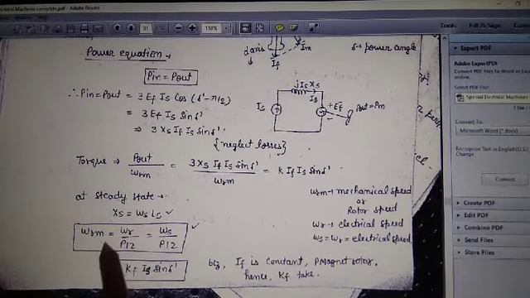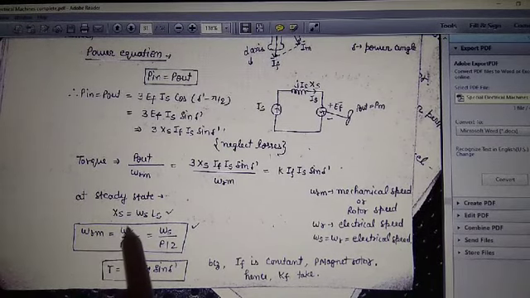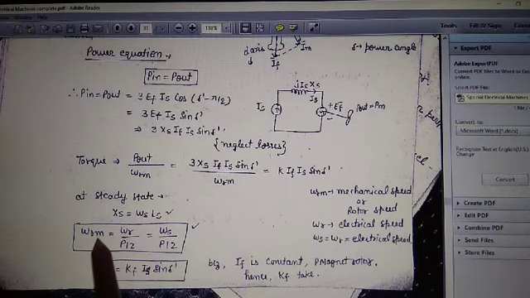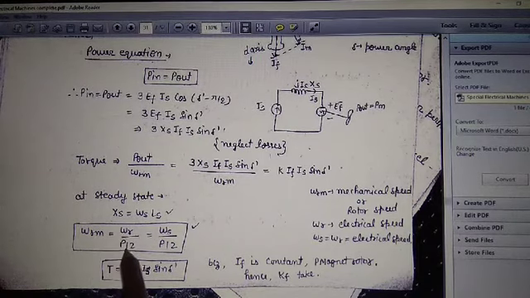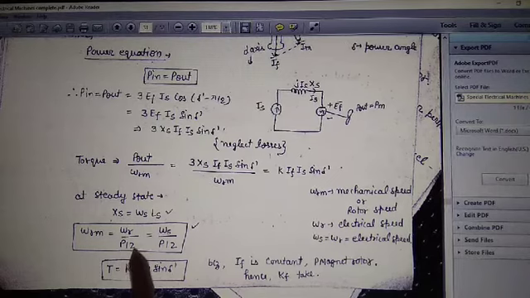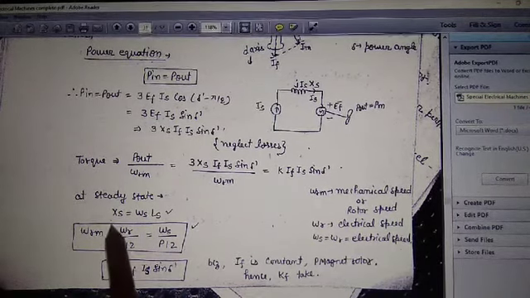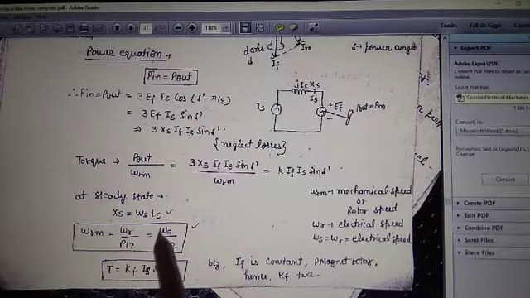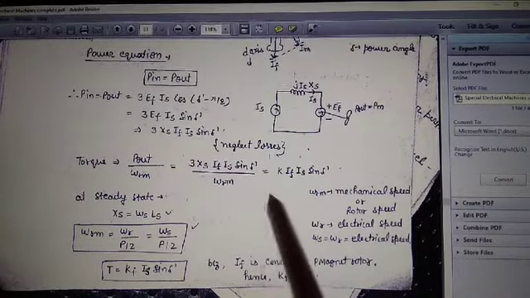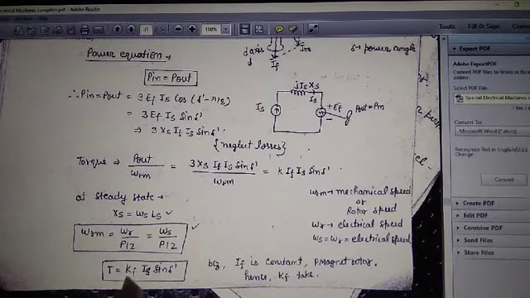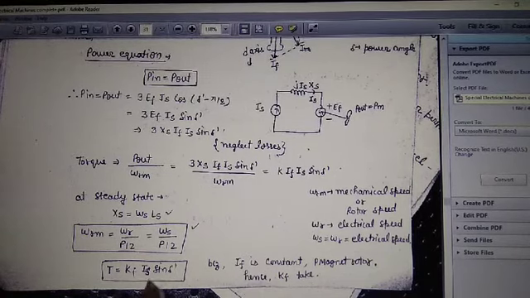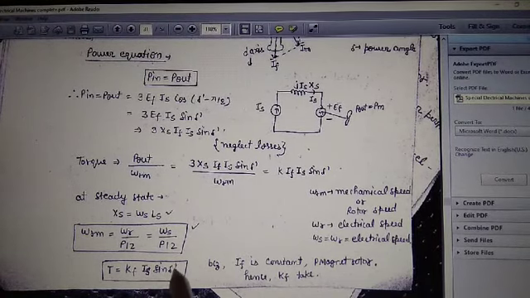At steady state, there is a relation between mechanical speed and the electrical speed: omega m equal to omega r divided by P by 2. This is the important relation between the electrical and mechanical speed. So total torque equal to K I_F I_S sin delta prime.